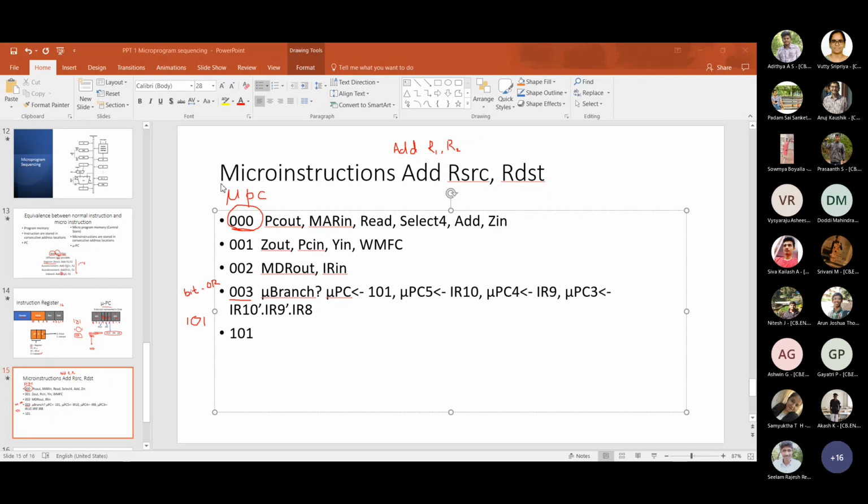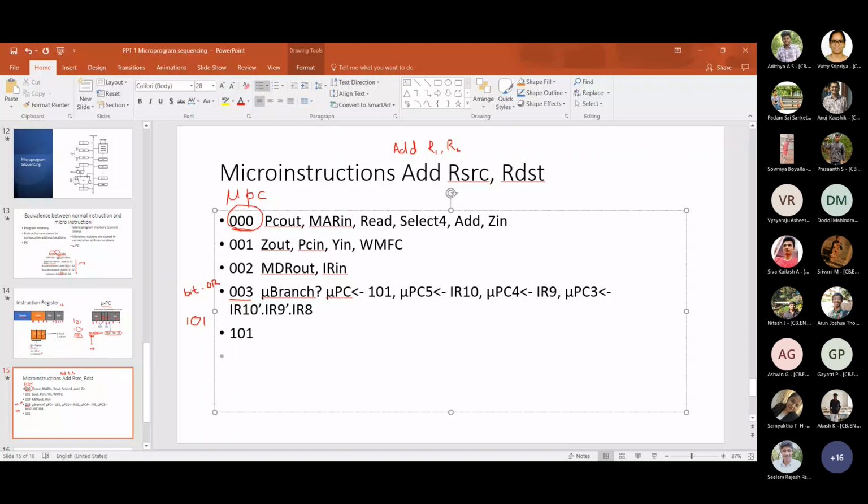Okay, so who is going to give me the final answer? What will be there in address location 101? R source out, Y in. Very good, very good. Then you move to the next address location.